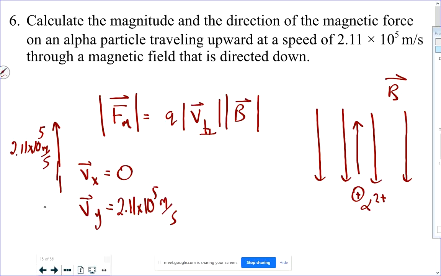So in this question, this has to be a horizontal component, because horizontal is perpendicular to vertical, which is the magnetic field. And what that means is that the magnetic force will be 0, because the perpendicular component of the object's motion compared to the field is 0. Does that make sense?